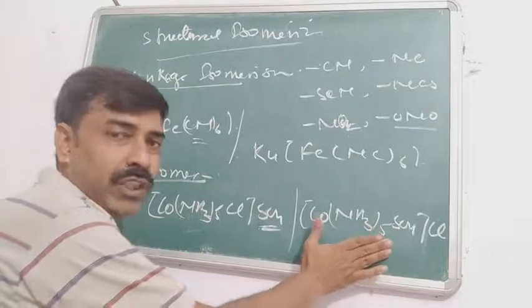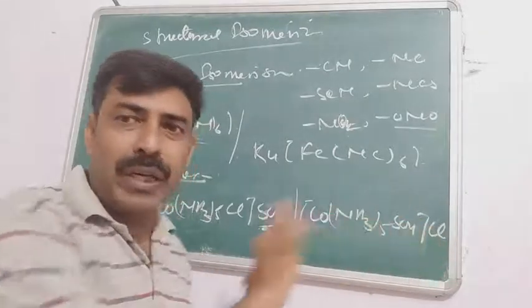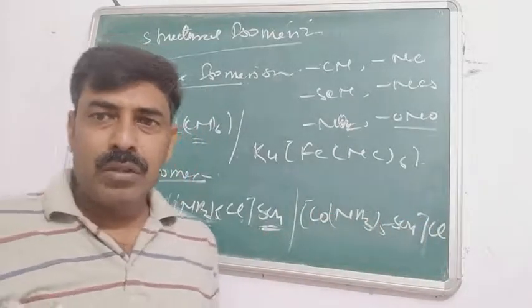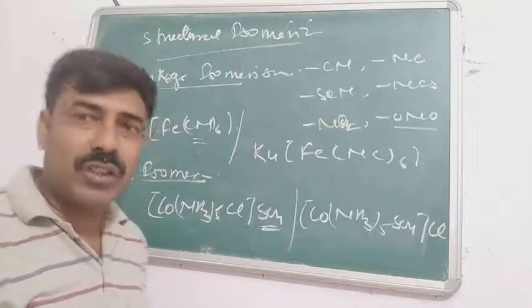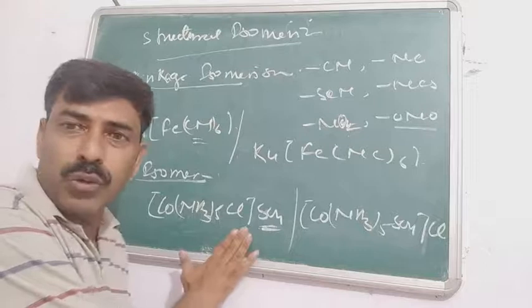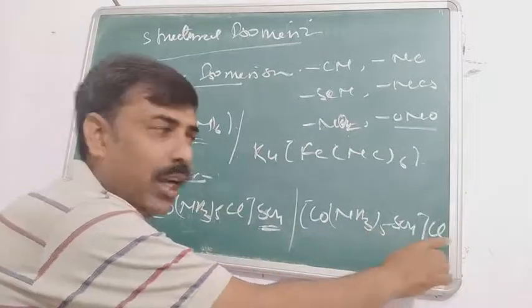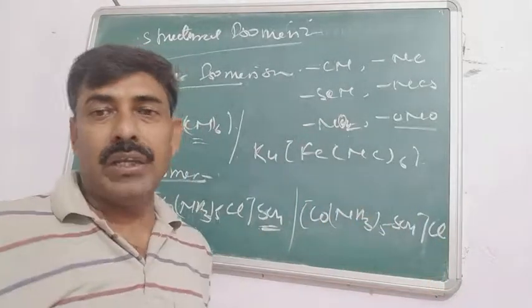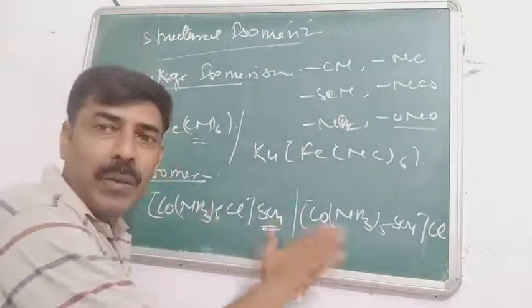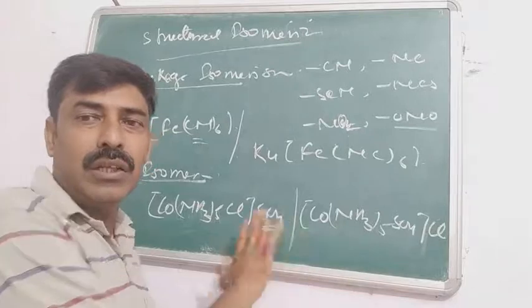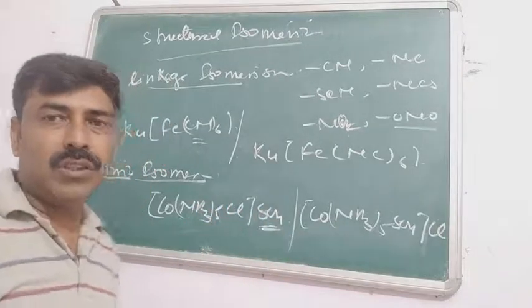But when you will treat this one, because of the absence of the sulfate ion, it is not going to give the barium sulfate, a white precipitate. But when you will treat with the silver nitrate, this one is not going to react, but this one will react and form the silver chloride AgCl with the white precipitate. So you can identify with the help of the chemical reaction that they are the ionic isomers.